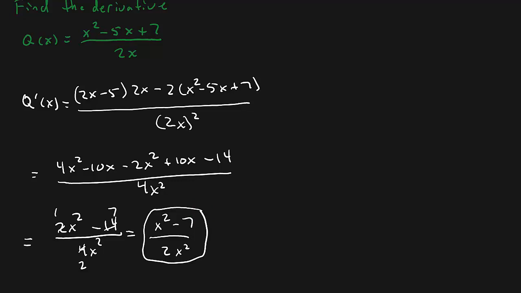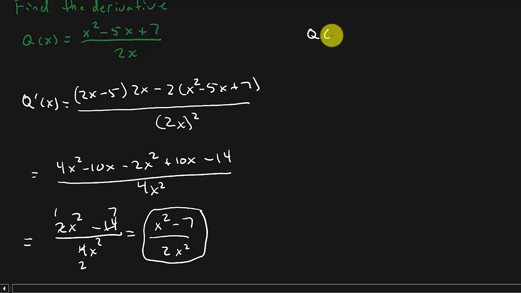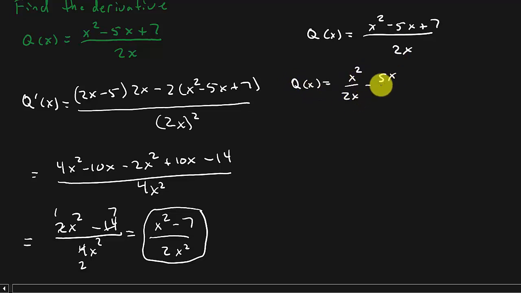All right, and you know, as far as doing the quotient rule on this one, it wasn't that bad. But let me show you how I would probably work this. Let's just copy the problem down again. So I think the easier way to do this is to write this as x squared over 2x minus 5x over 2x plus 7 over 2x.